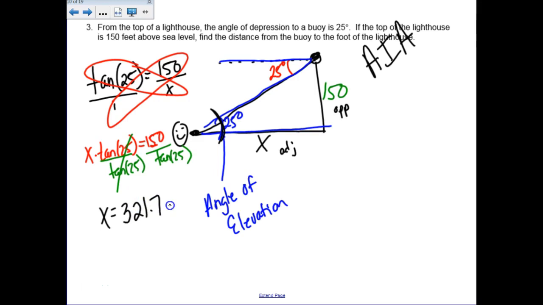321.7. What's my label on here? Feet? Very good. All right. Good, good, good. That's that. Okay, number 4.